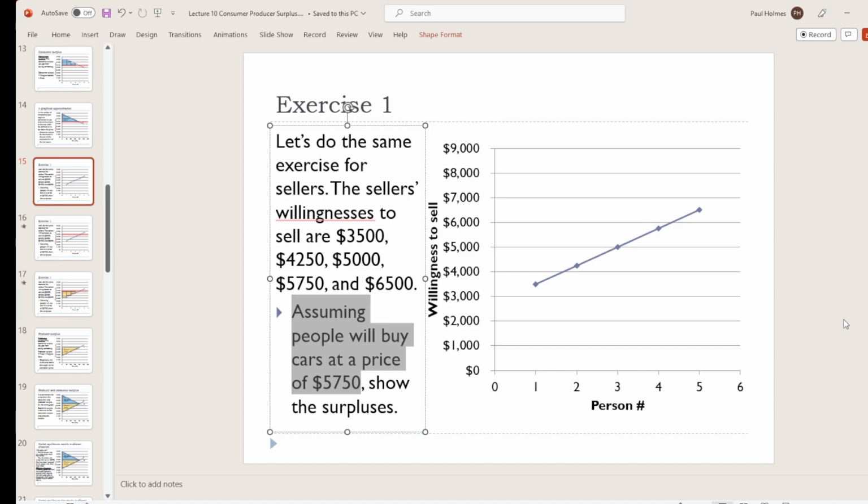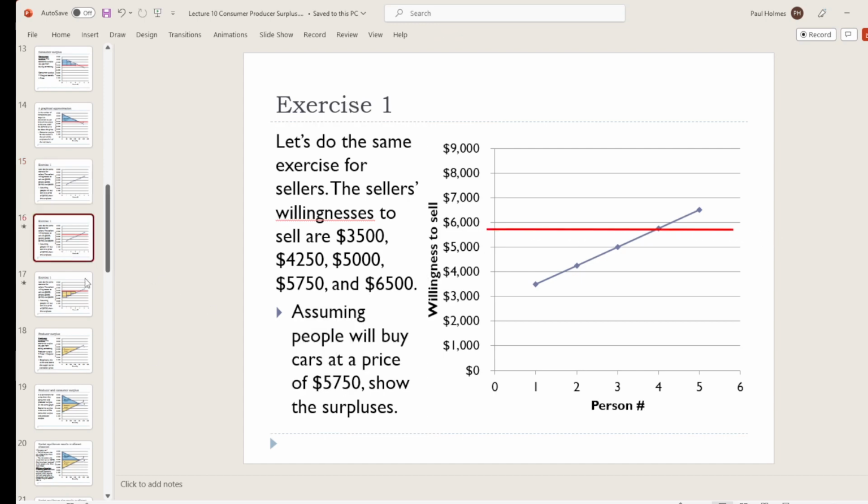Okay, so in order to see how to do this, we want to start by drawing a horizontal line across at the actual price. So that's what I've done here. I drew a horizontal line across at a price of 5,750. So next, for each of the individuals, I'm going to show their surplus.